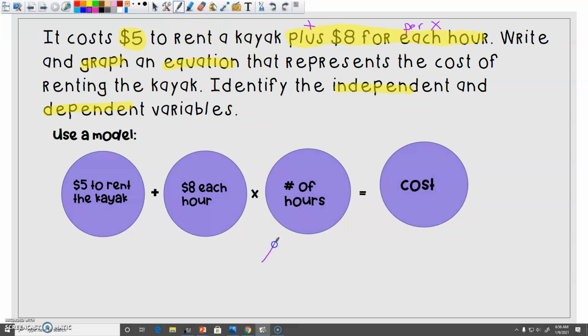So what is my independent variable? What can I change again? That is going to be the number of hours. X is my independent variable. The number of hours that you kayak will change Y, your cost, or your dependent variable. The cost depends on X, or the number of hours. So let's go ahead and write this equation out. So I have $5 to rent the kayaks plus $8 each, or per, which we decided was times the number of hours, which is X, equals the cost Y.